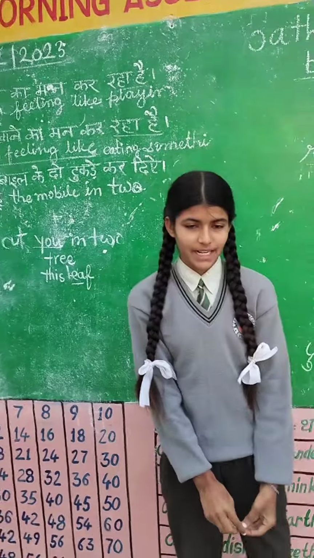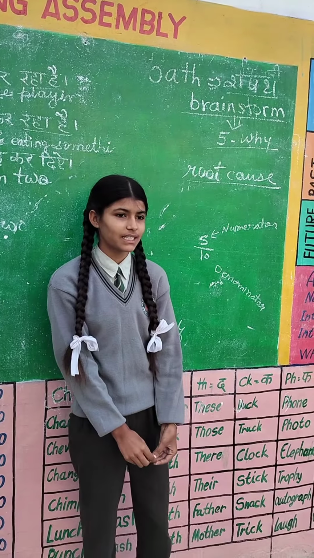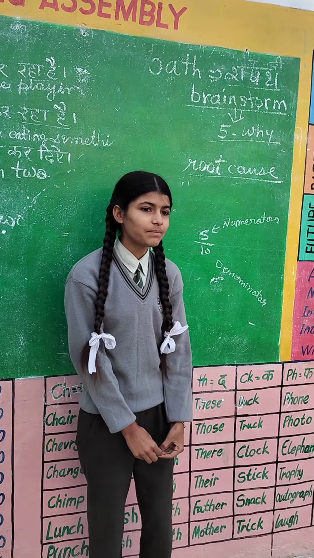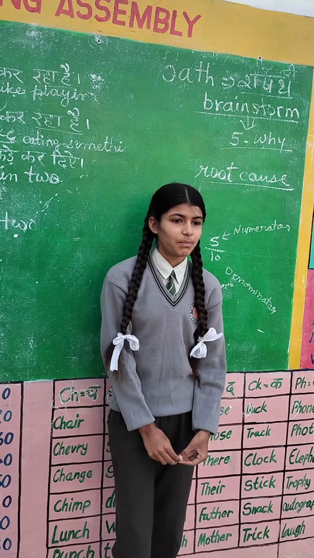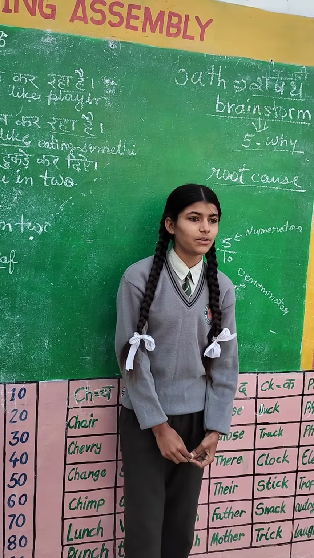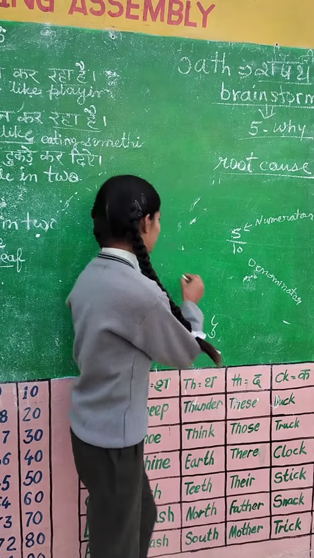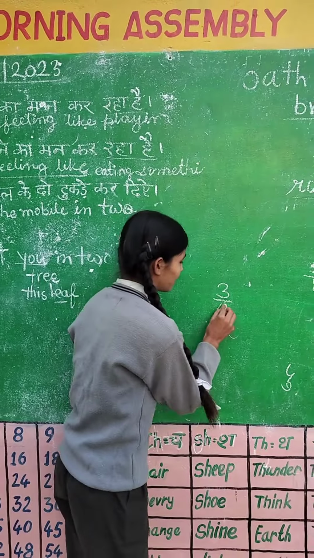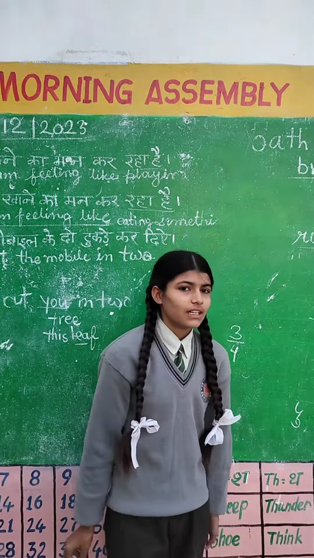First is proper fraction, second is improper fraction, third is mixed fraction, fourth is like fraction, and fifth is unlike fraction. Proper fraction. This is a fraction where the numerators are smaller than the denominators. For example, 3 upon 4. 3 is smaller than 4.